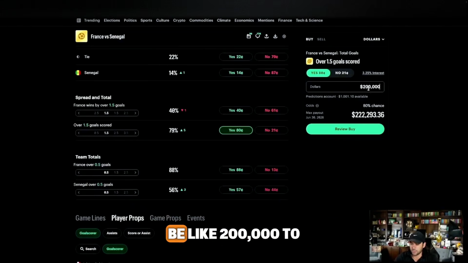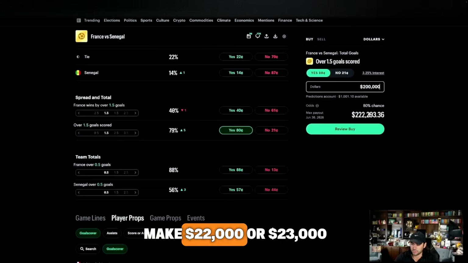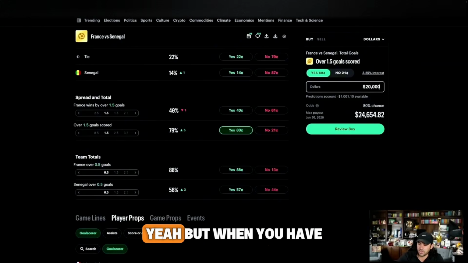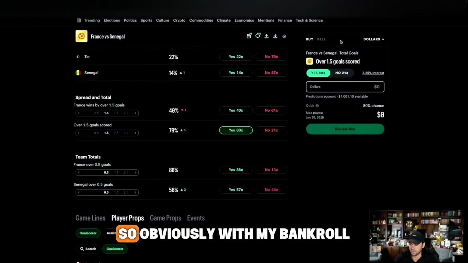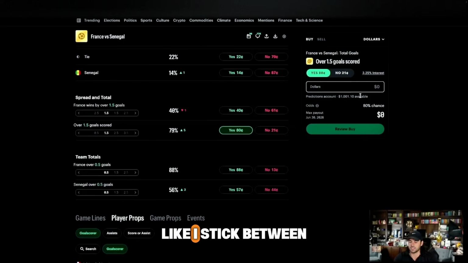Now I know people are going to look at that and be like, 200,000 to make $22,000 or $23,000. Yeah, but when you have, like I said, an 85 to 88% chance, you're obviously not going to do that. So obviously with my bankroll, I stick between 10,000 to 20,000 per bet in that range, okay? But that's how you find an edge there, okay? We just found an edge on this play.